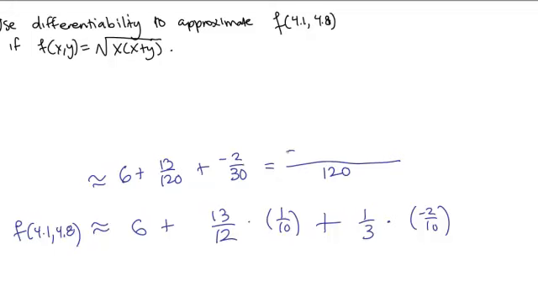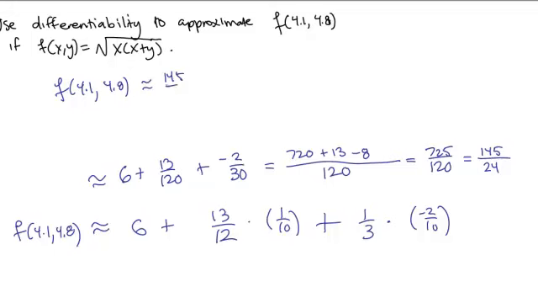6 becomes 720/120. 13 is already on the common denominator. And putting 30 on the denominator would be to multiply top and bottom by 4. And so we would have 720 plus 13 minus 8, or 725/120, which can be reduced, if we divide top and bottom by 5, to 145/24. So we get f of (4.1, 4.8) is approximately 145/24.